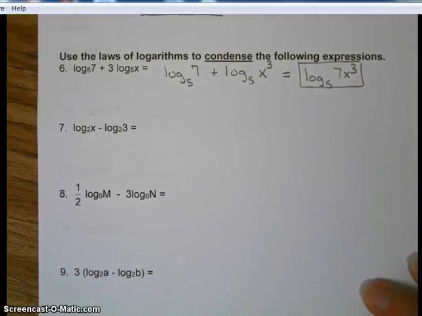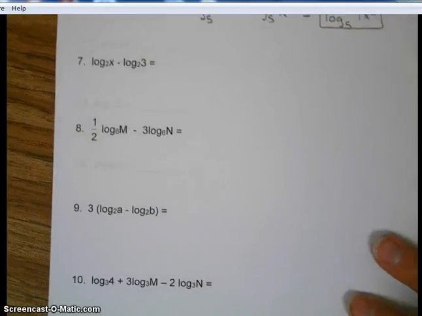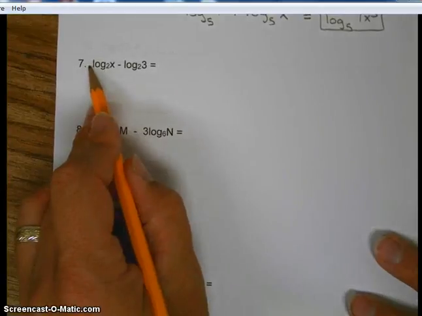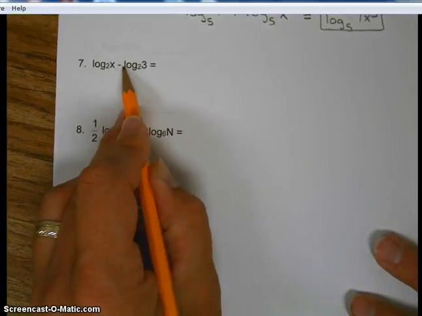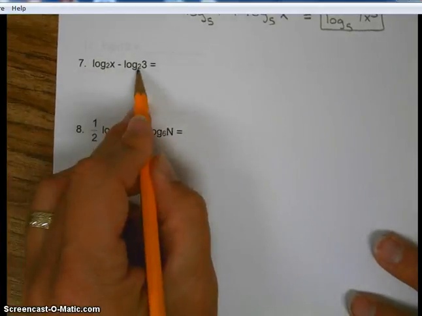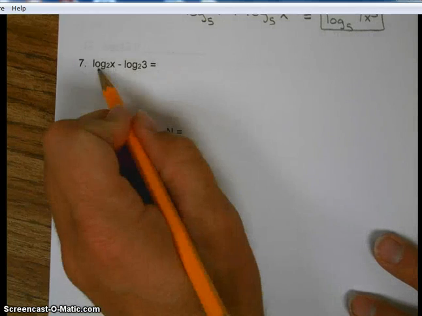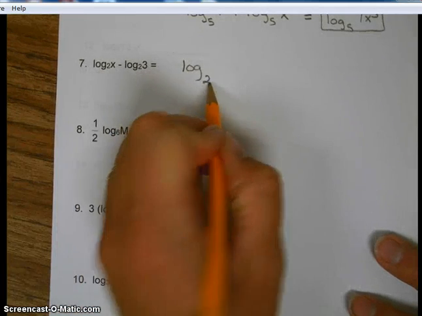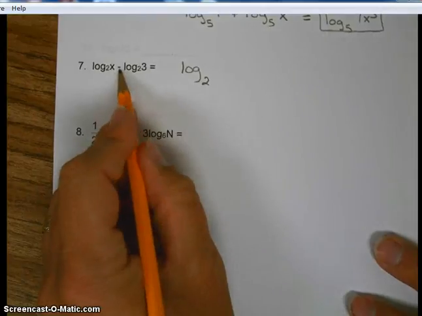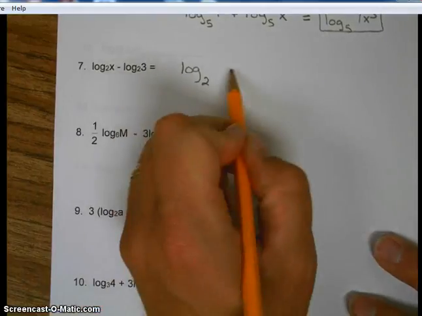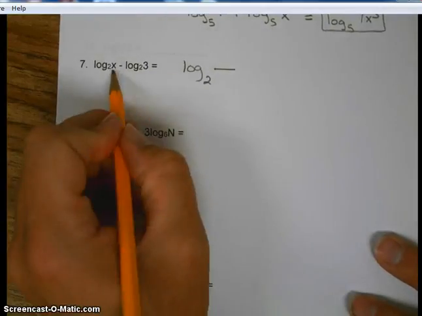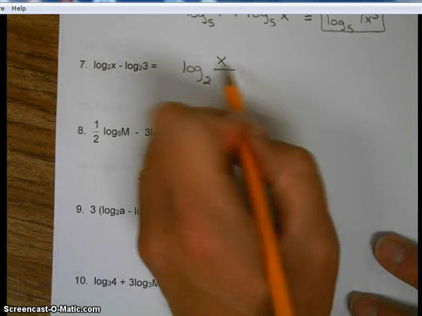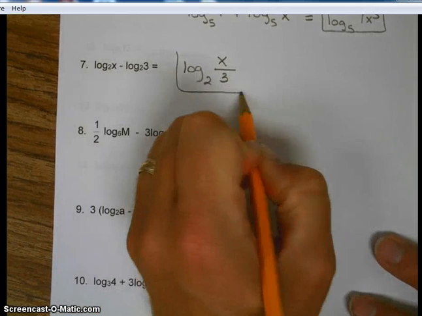Okay, opposite. All right, number 7. All right, any number to move up? No. Any number to move up? No. Bases are the same? Yes. Let's condense. So log base 2, subtract means we are dividing. Okay, first argument goes on the top, second argument goes on the bottom.